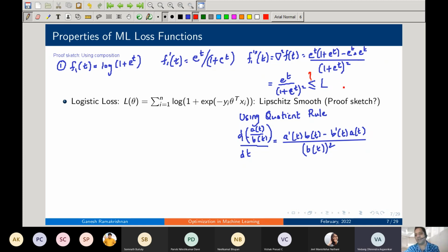In fact, you can liberally take it to, sorry, not half, one over 4. You can come up with tight bounds, right? So half is a reasonable bound. You can also take it to be 1/4. Check it out yourself. So basically it's Lipschitz smooth.